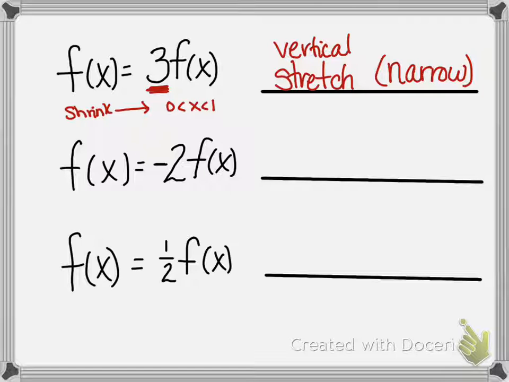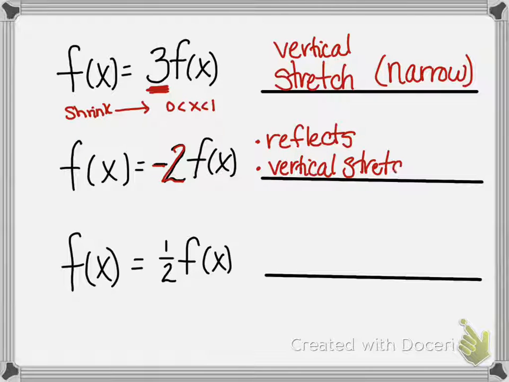Okay, take a second, look at the next one. Okay, I see a negative and a 2. There are two things here, negative and a 2. The negative reflects it. And what does the 2 do? Just like before, it does a vertical stretch and gets more narrow.